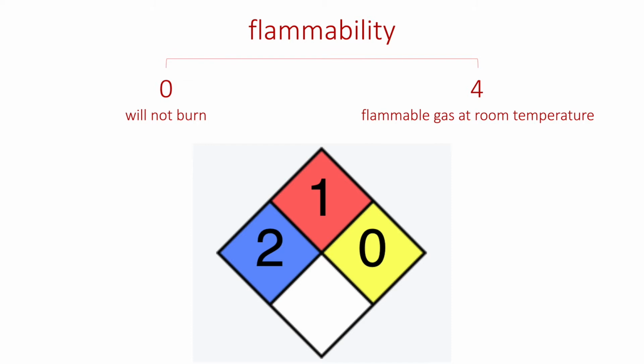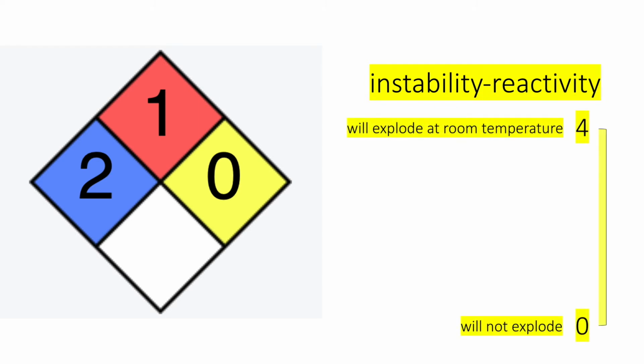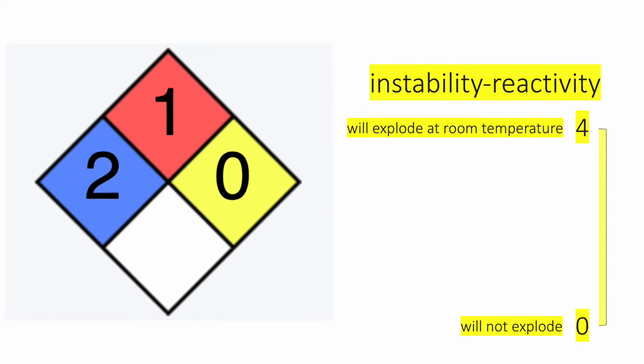So you want to make sure you keep it away from sparks and fires and excessive heat. The yellow box on the right tells you about the molecule's instability or reactivity. It's also on a scale from 0 to 4. Here, 0 means the molecule will not explode, and 4 means it could explode at room temperature if disturbed. Dichloromethane is a 0, so you can shake it up at room temperature. It's not going to explode.